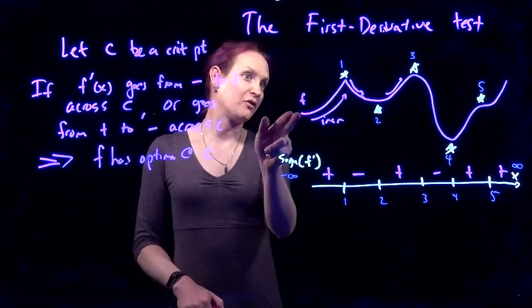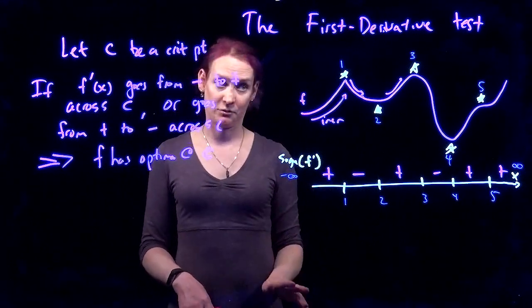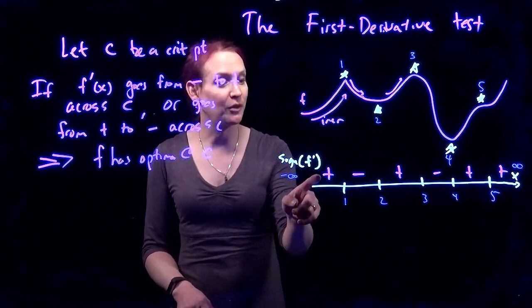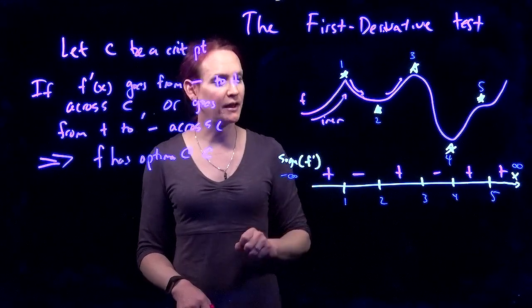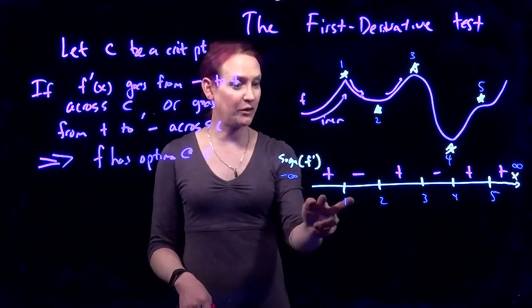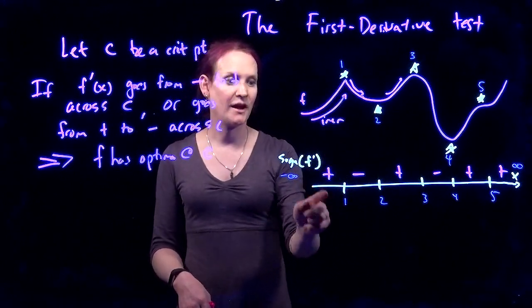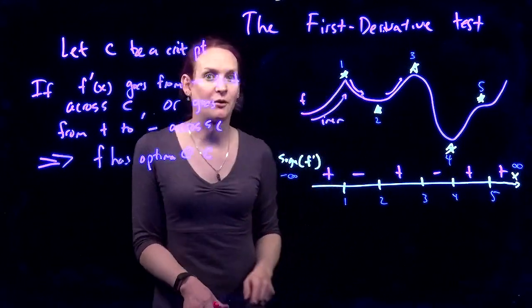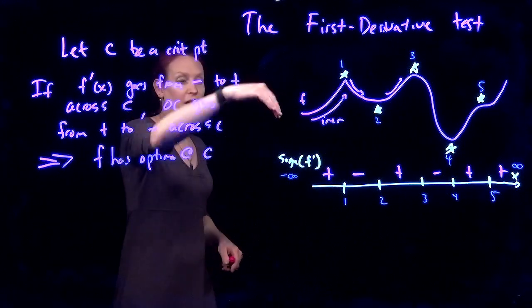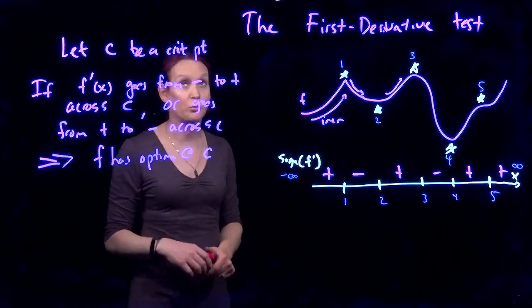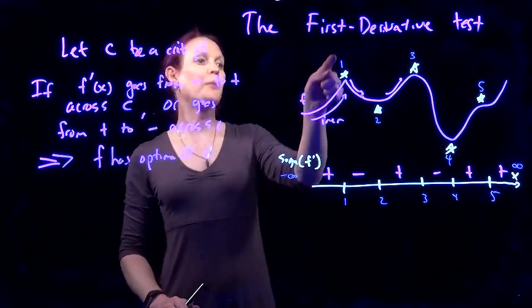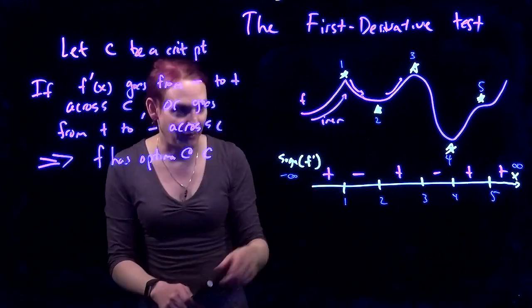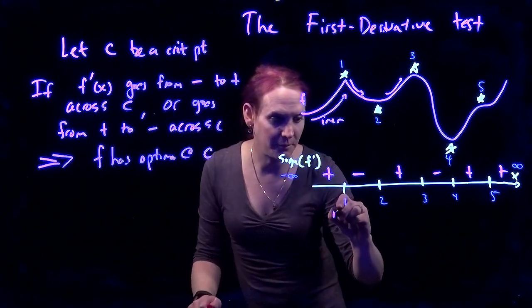So let's examine what's going on with these various critical points. Critical point 1, the derivative does not exist at critical point 1, but the derivative goes from positive on the left to negative on the right. As we pass across it, we experience a sign change. It goes from increasing to decreasing. We're going up, and then we're going down, right? It's the top of a roller coaster. So we're going up and then going down, which means we had a max at this place right here.